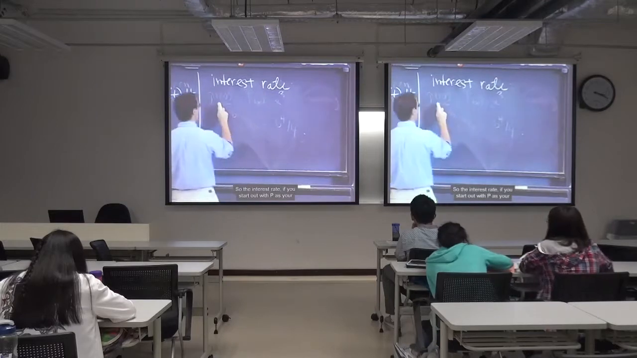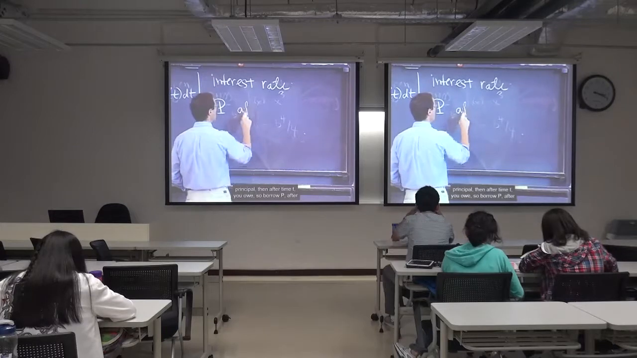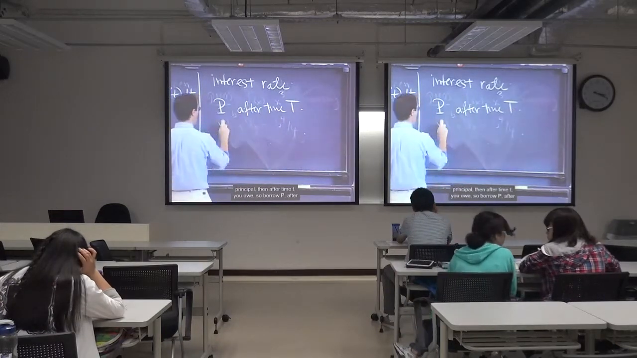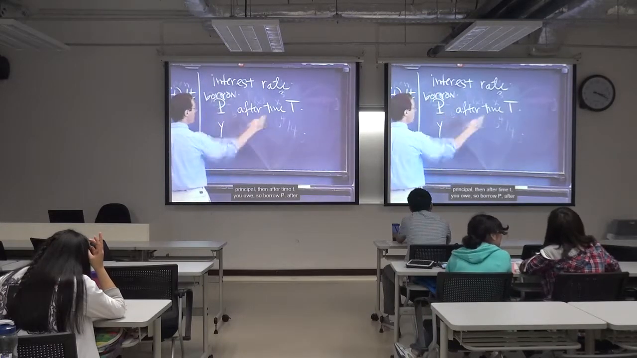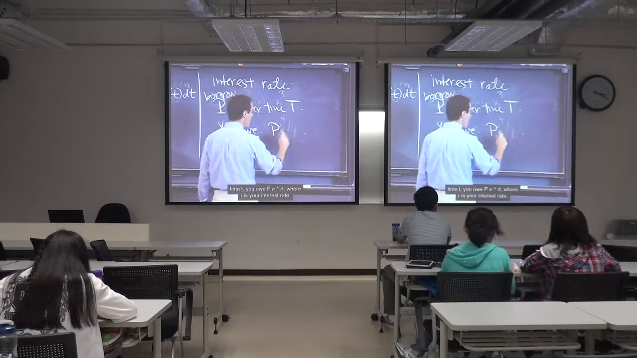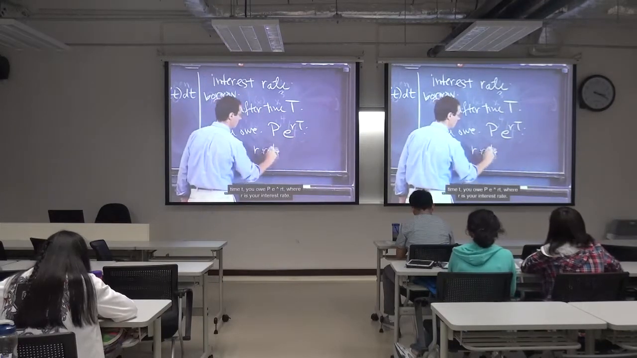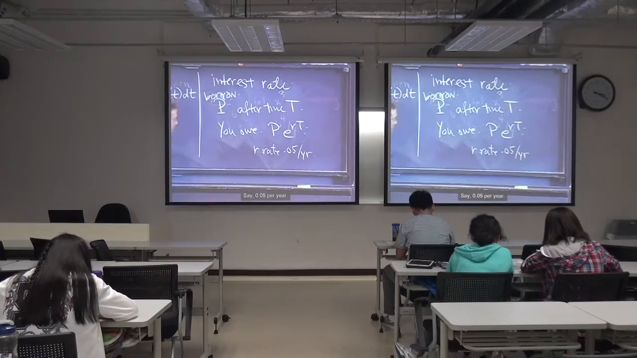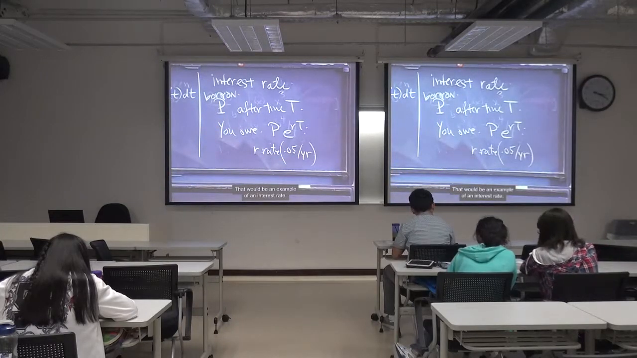So the interest rate: if you start out with P as your principal, borrow P, then after time T, you owe P times e to the rt, where r is your interest rate, say 0.05 per year. That would be an example of an interest rate.